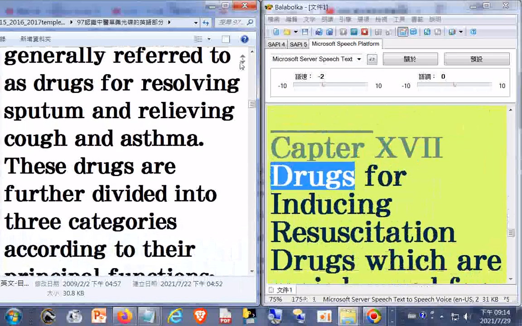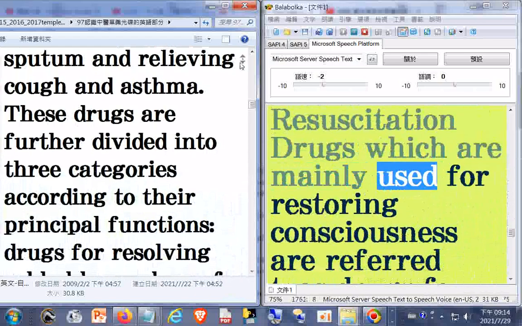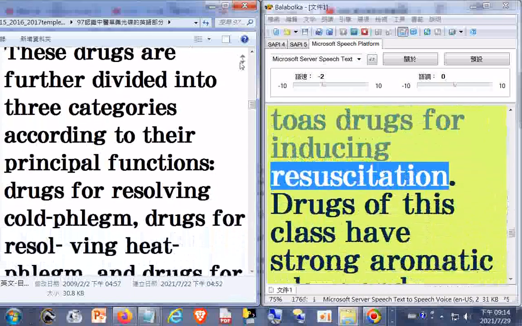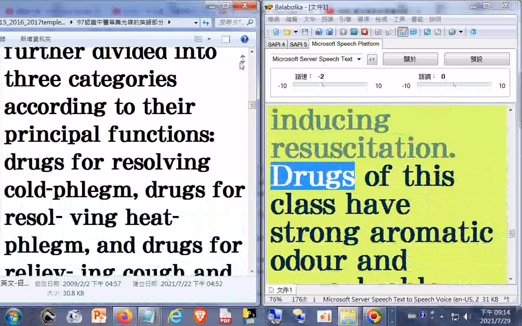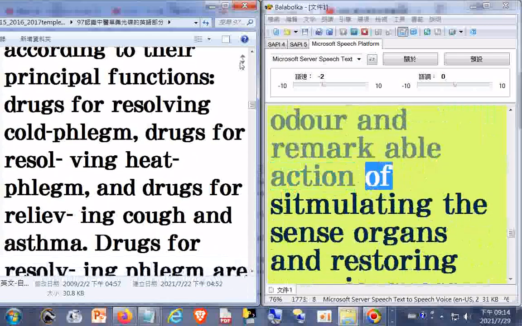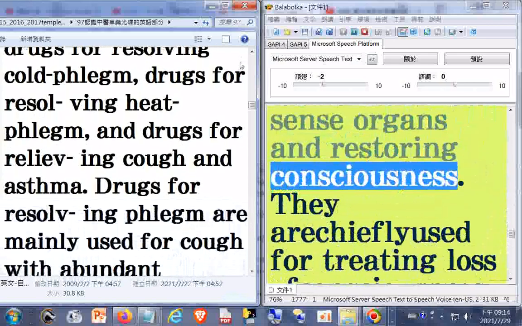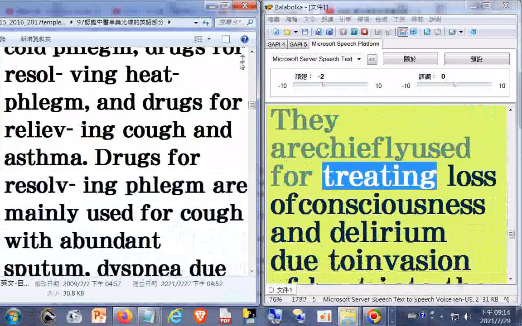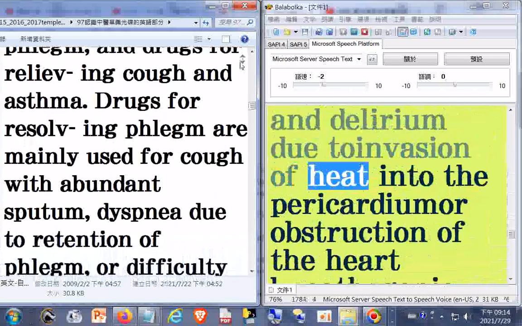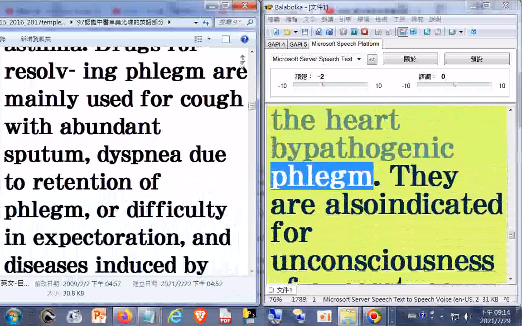Chapter 17 Drugs for Inducing Resuscitation. Drugs which are mainly used for restoring consciousness are referred to as drugs for inducing resuscitation. Drugs of this class have strong aromatic odor and remarkable action of stimulating the sense organs and restoring consciousness. They are chiefly used for treating loss of consciousness and delirium due to invasion of heat into the pericardium or obstruction of the heart by pathogenic phlegm.